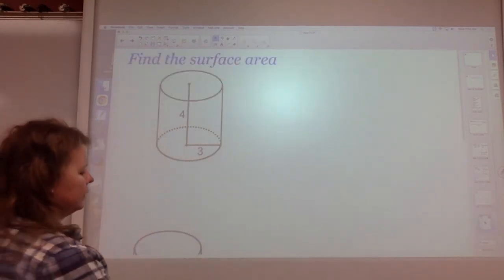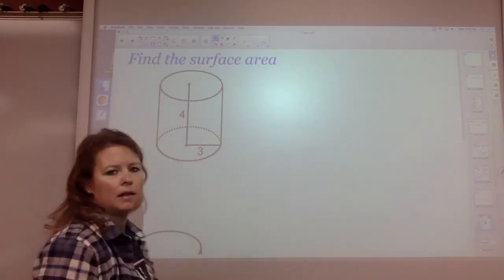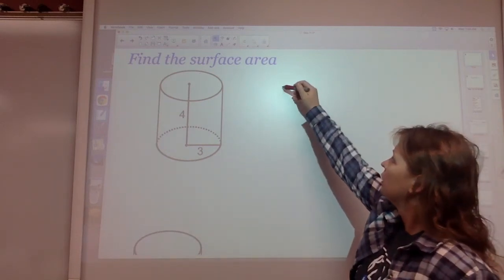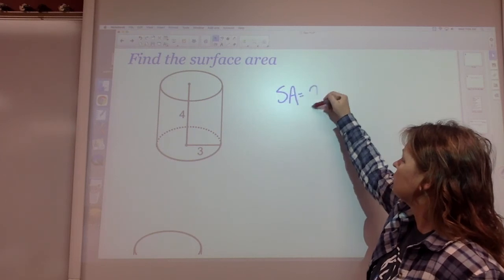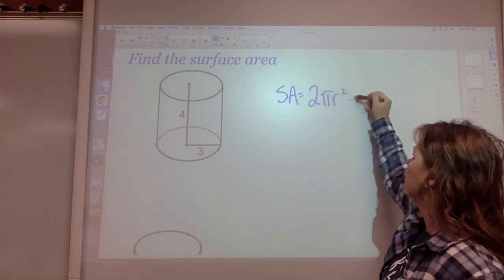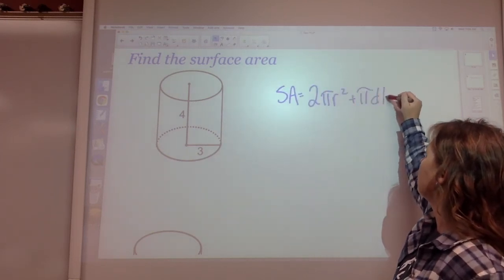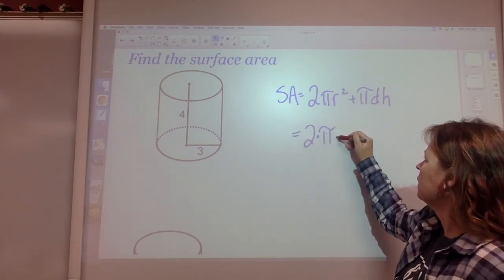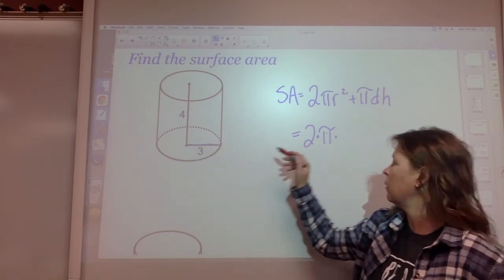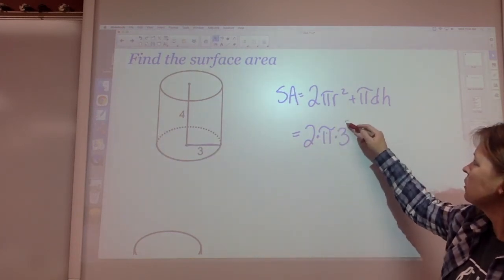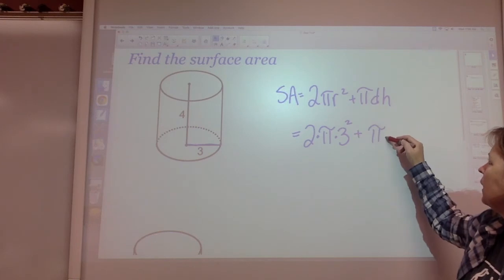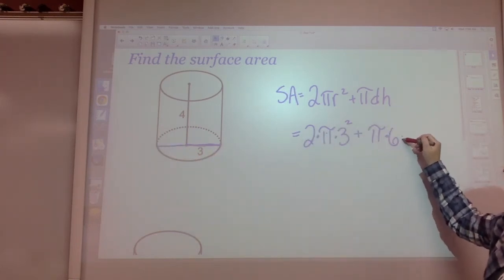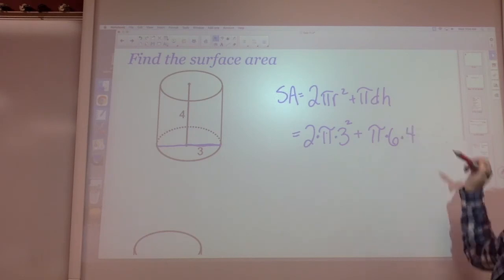Okay, so if we want to find the surface area of this, I'm trying this, as you can tell, I turned a light on. I don't know if that's better or worse. Surface area equals 2 pi r squared plus pi times diameter times height. So 2 times pi times radius, the radius is 3 squared, plus pi times diameter, which would be 6, times the height of the prism, 4.